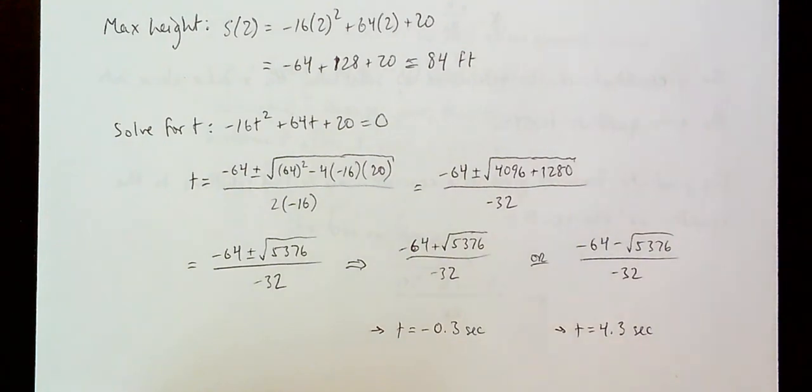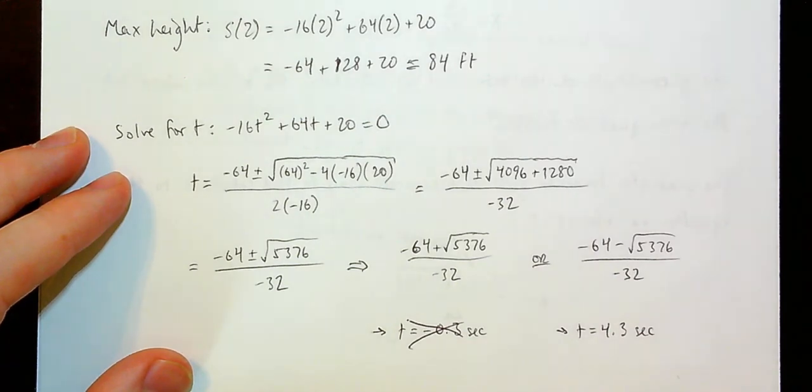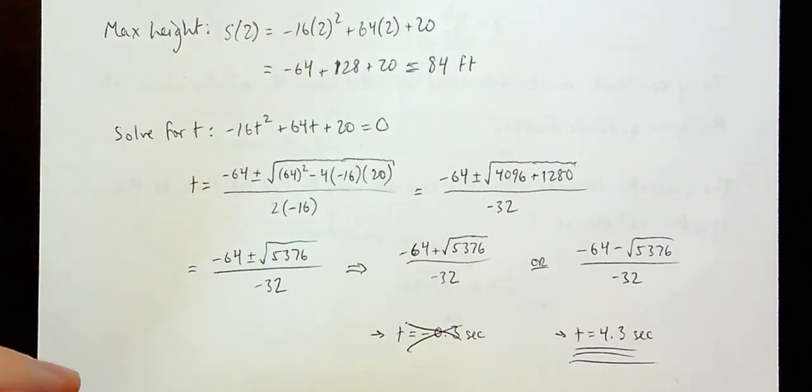Now, the question said, at what time will the ball hit the ground? There's only one t value. There's only one answer that we're going to have here. And why it's only one is really just a matter of common sense. We can't really have a time value being negative. We can't have a t value being less than 0. It doesn't make sense. We can't go back in time and figure out when this thing would have hit the ground. So for that reason, we have to cut that guy out and say that the ball will hit the ground after 4.3 seconds.